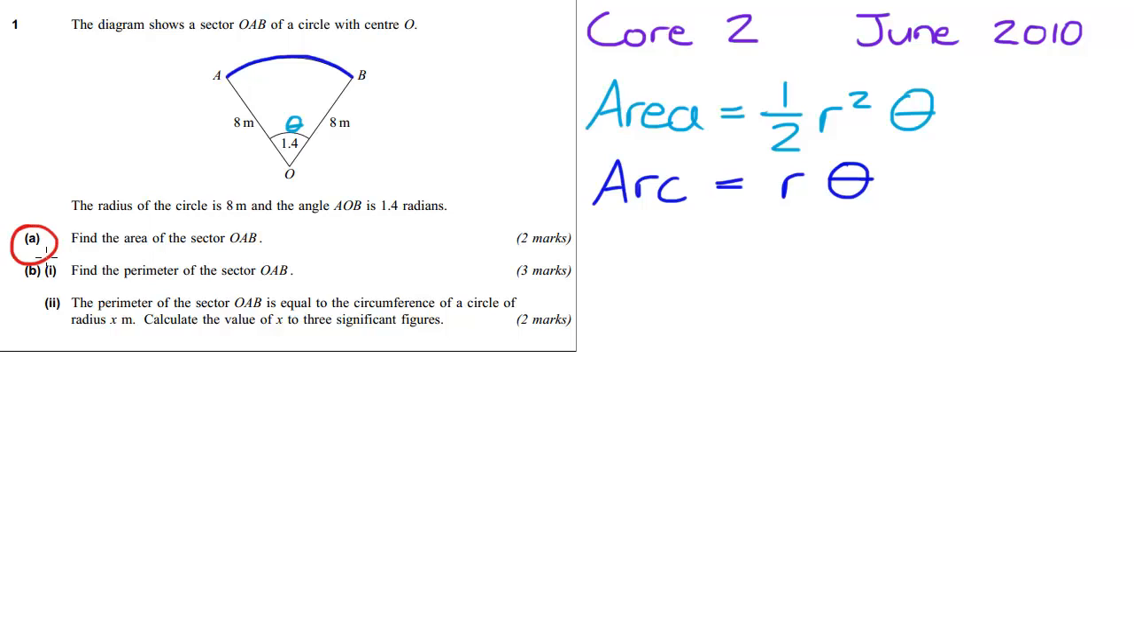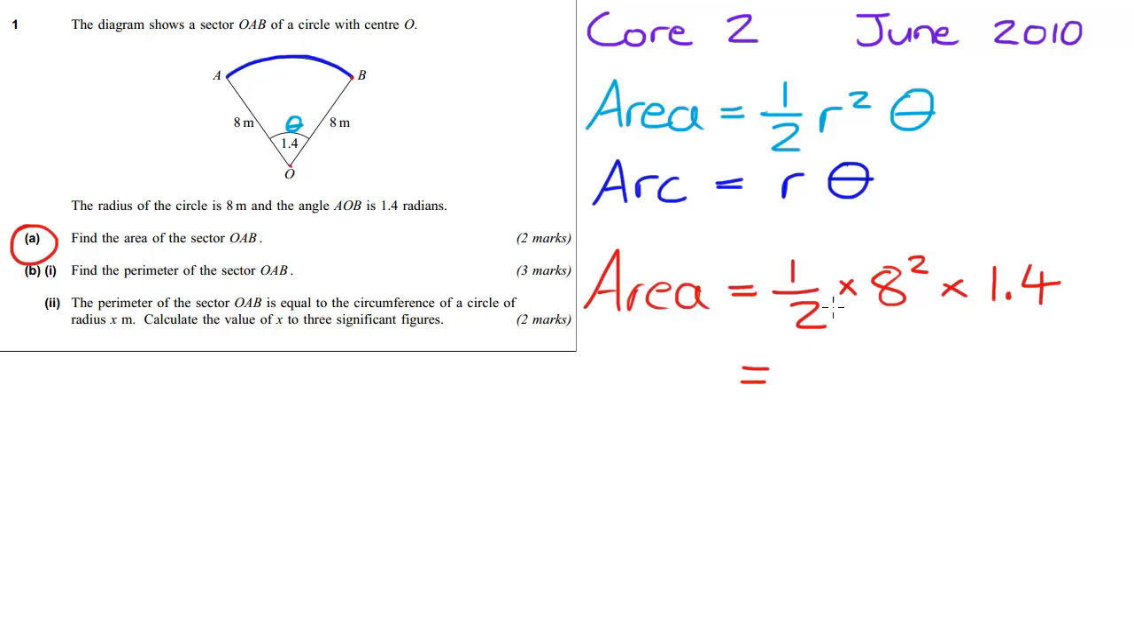So let's start off with A, find the area of the sector. So we just use this first one here. We have our area as being half times r, our radius, the point from the center to the edge of the circle, 8. So half times 8 squared times theta, which is our 1.4 there.